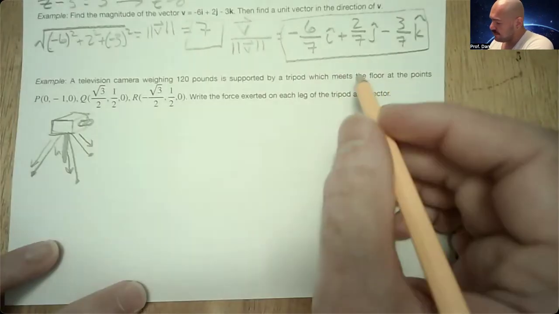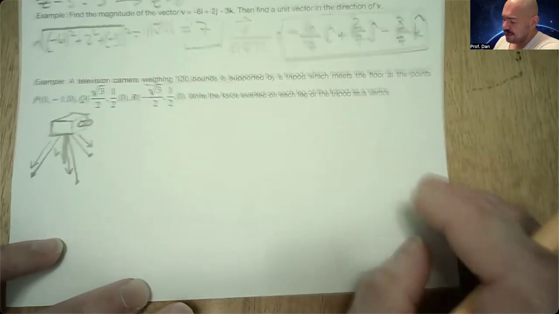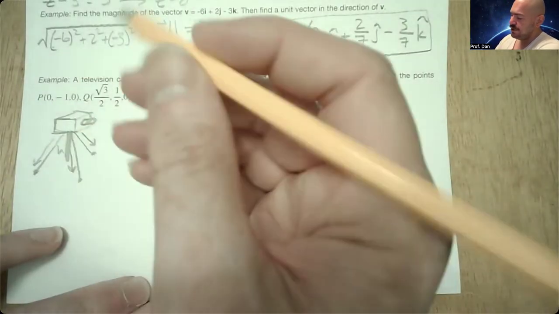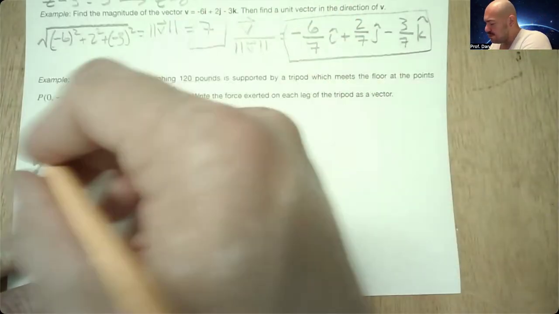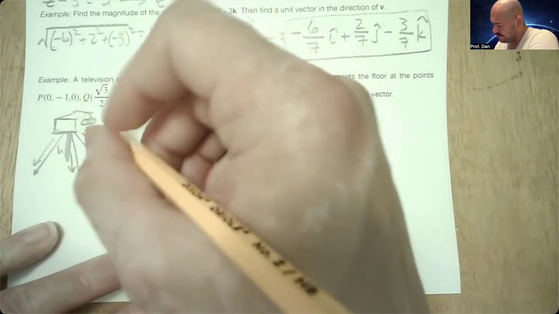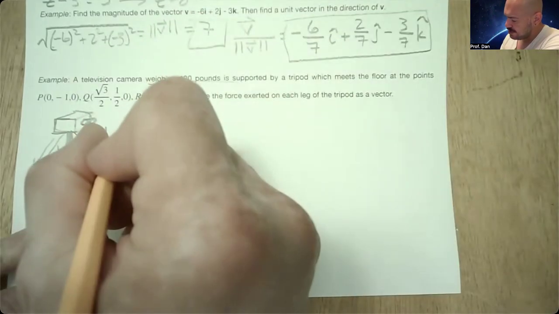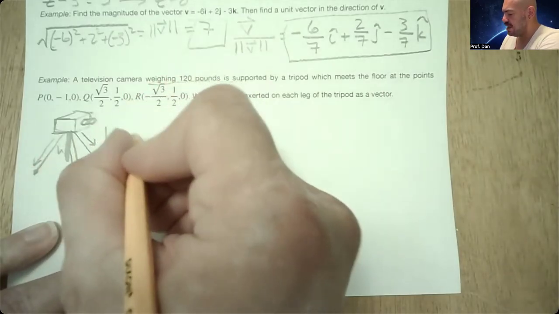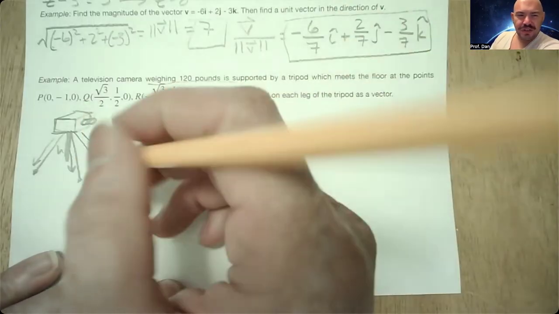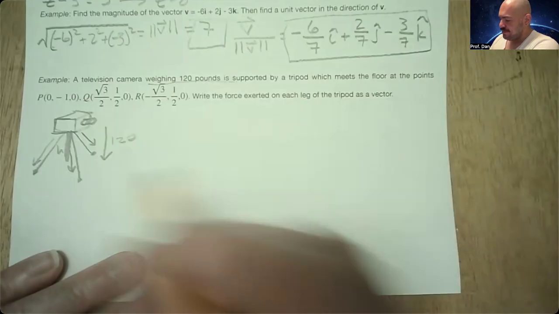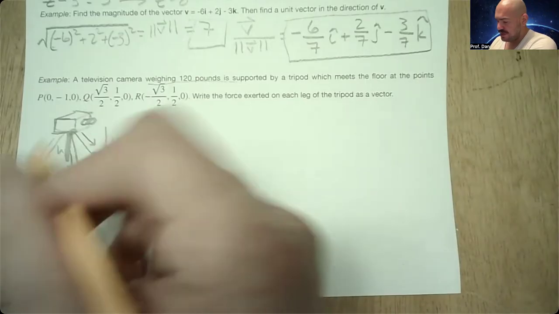The other thing is how the weight of this comes into play. A common thing with these kinds of force physics questions is the idea of gravity. So the force being applied is also going to be at the mercy of this 120-pound weight. So we're going to start off by just getting vectors that go from this point to each of these points.